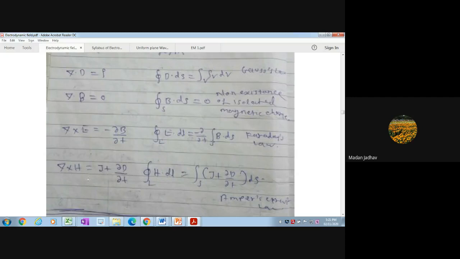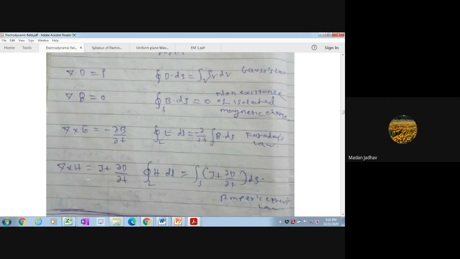Now we have obtained from Ampere's circuital law that the curl of H is equal to J. But this equation is not true for time varying fields, and therefore we have obtained another equation, that is the curl of H is equal to J plus dou D by dou t, which is the true or valid one, and the term dou D by dou t represents the displacement current density.